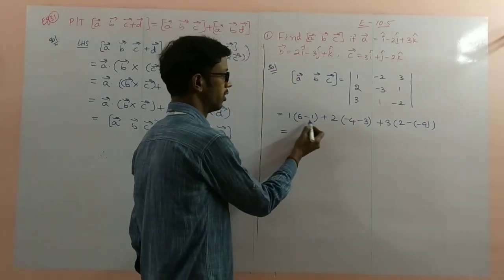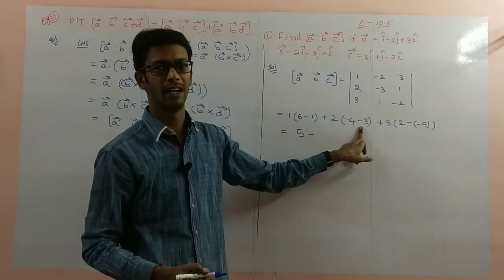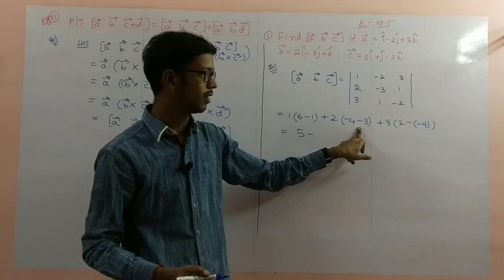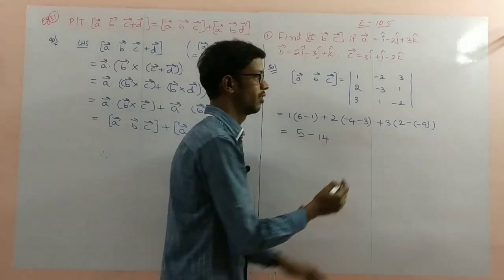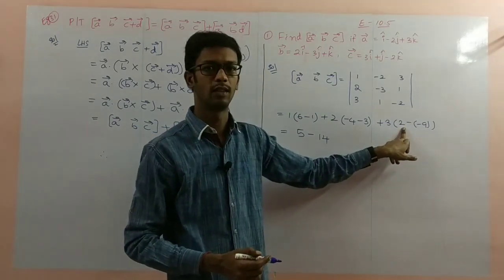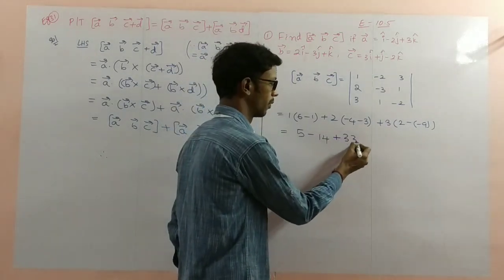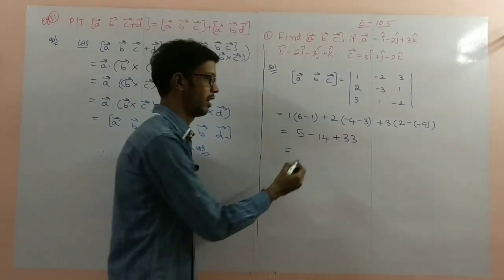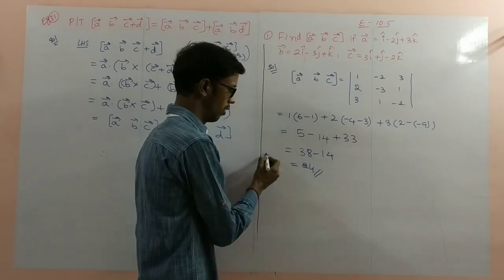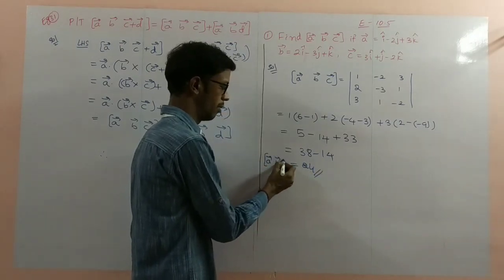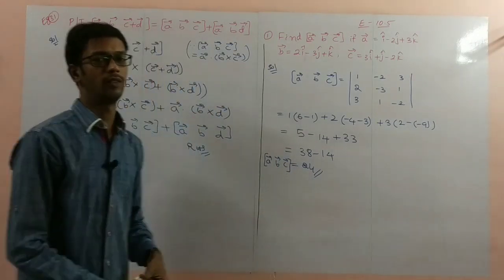So now 6 minus 1 is 5, minus 4 is 1... the first bracket gives minus 7, and minus 7 into 2 is minus 14. Next one, 9 plus 2 is 11. 11 into 3 is 33. 33 plus 5 is 38. 38 minus 14 is 24. So the required answer, box of A bar, B bar, C bar, equals 24. Pause the video to note it down.